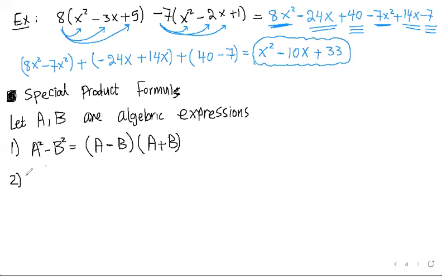Second one, this formula you have to memorize. A plus B squared is equal to the first term squared plus 2 times the first term times the second term plus the second term squared.